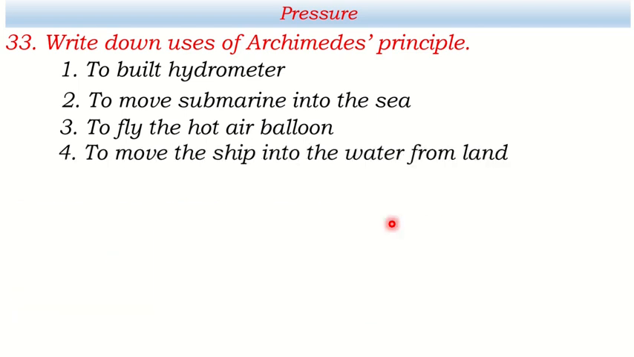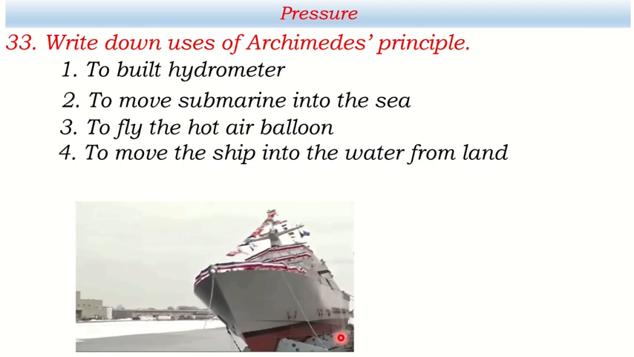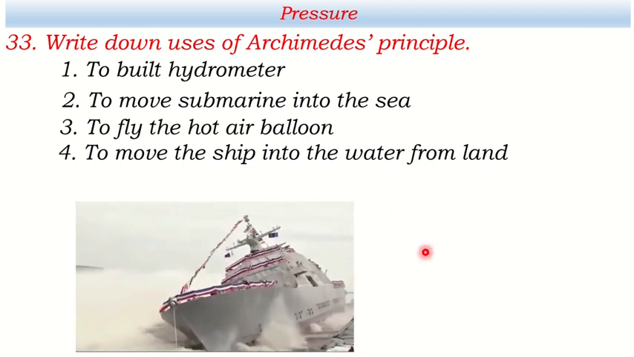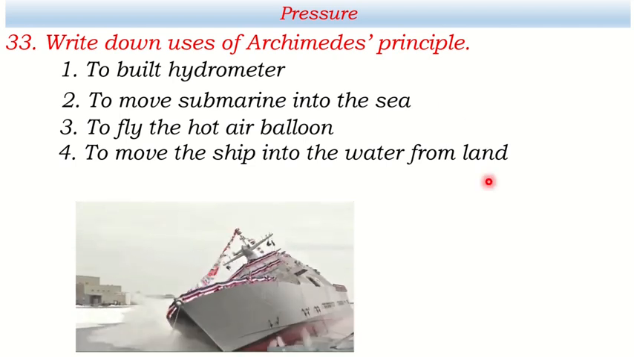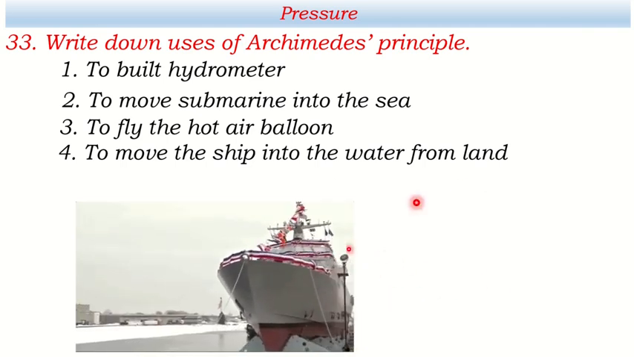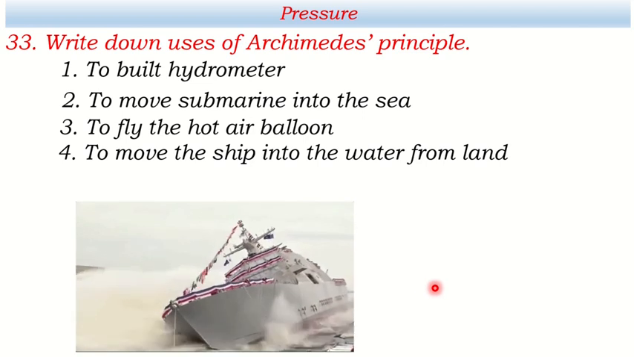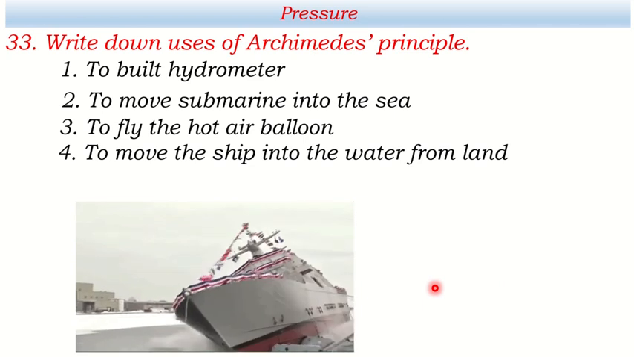Let's have another use: to move the ship into the water from land. Ships are made on the land, and when a ship has to be moved to the sea water, how do we do this? This is the method. A ship is being introduced into the sea, and it seems to be a little difficult at first, but it is designed in such a way that it uses Archimedes principle so that it can be moved into the sea very easily this way. Okay, these are the major uses of Archimedes principle which we can write in the examination.